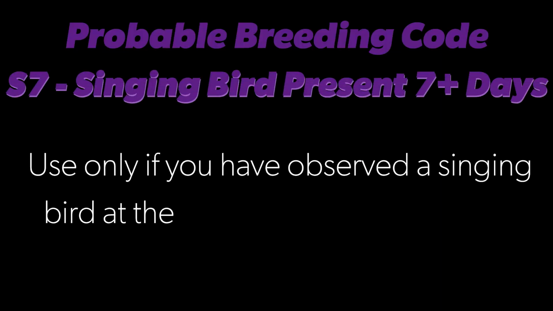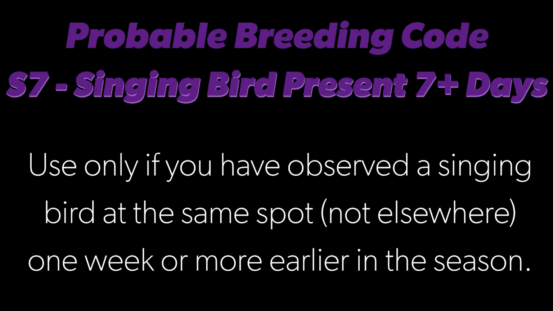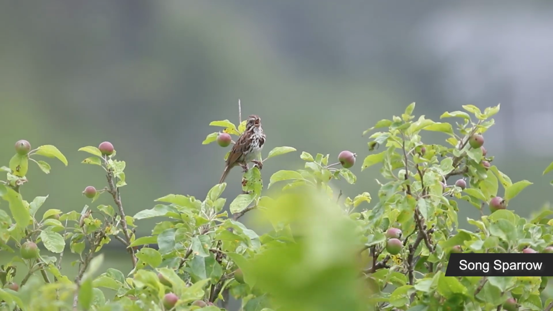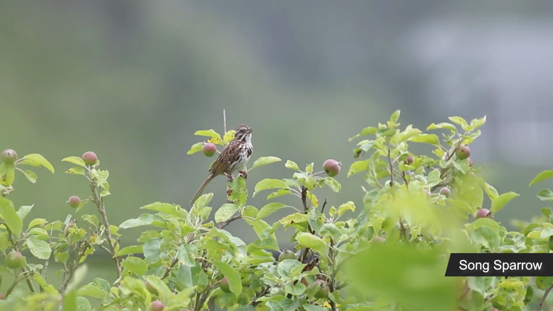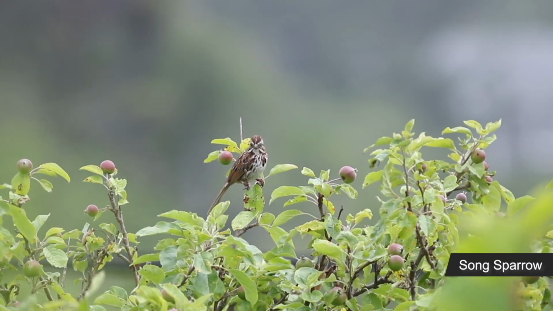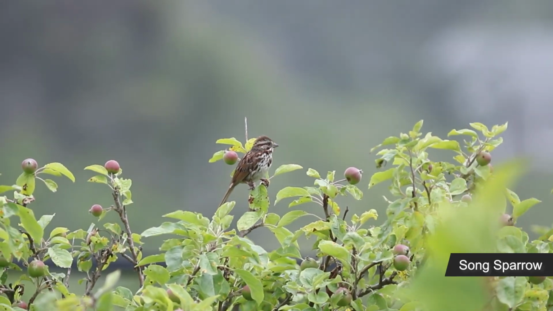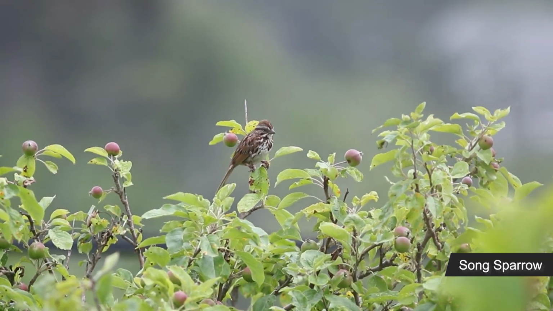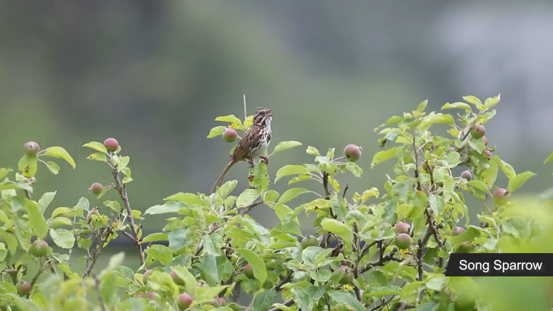Let's move on to the next category, probable. The first, or lowest category here, is S7, singing bird present for 7 or more days. If a bird is previously reported as singing and is still singing on territory after 7 or more days, you can bump it up to this probable code. The obvious problem is being able to keep track of an individual between visits, but this is easiest with birds that use the same perch to sing from.